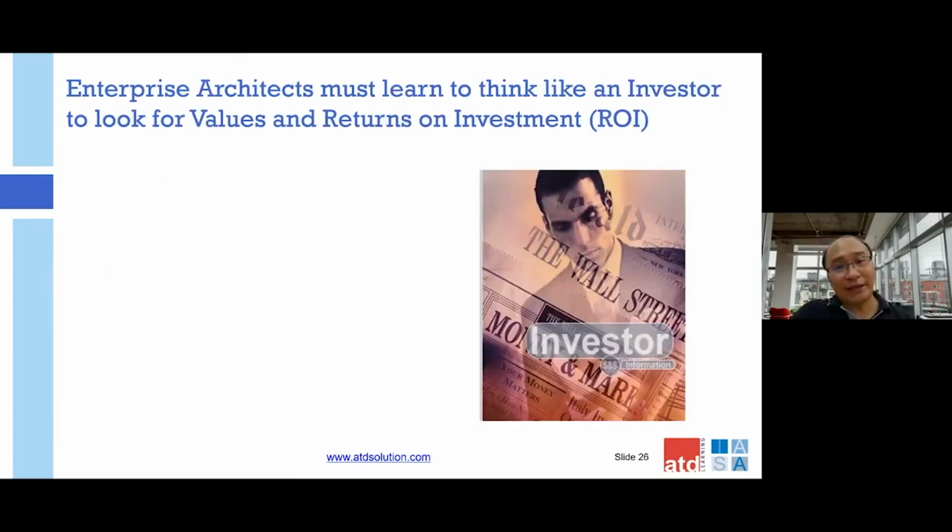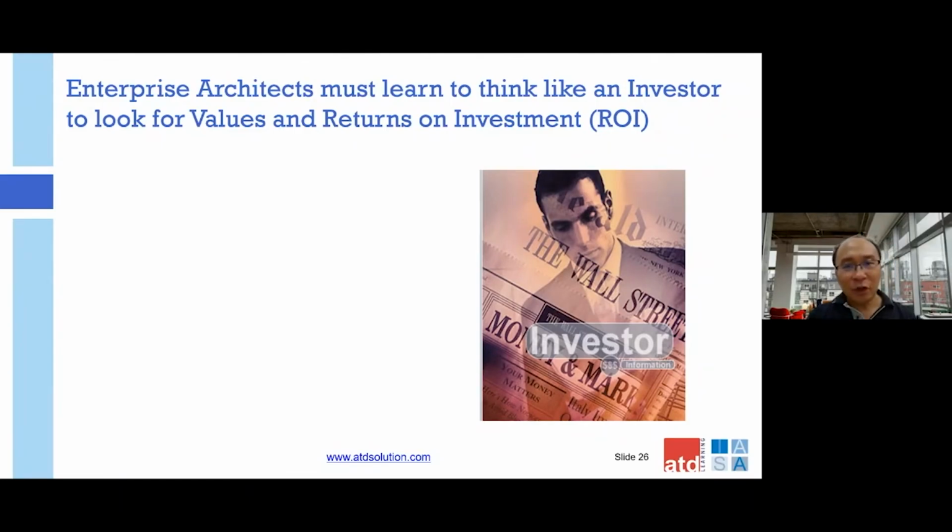The next one is, as an enterprise architect, we need to learn to think like an investor, to look for value and return on investment. What do you expect when you are investing? Do you want to lose money when you invest, or do you want to earn money? Definitely you want to make money. So as an enterprise architect, we have to think like an investor. In every project that we are going to embark on, we need to look at a holistic view. Can this project bring value to my organization, to me, to my team? If not, we shouldn't do it.